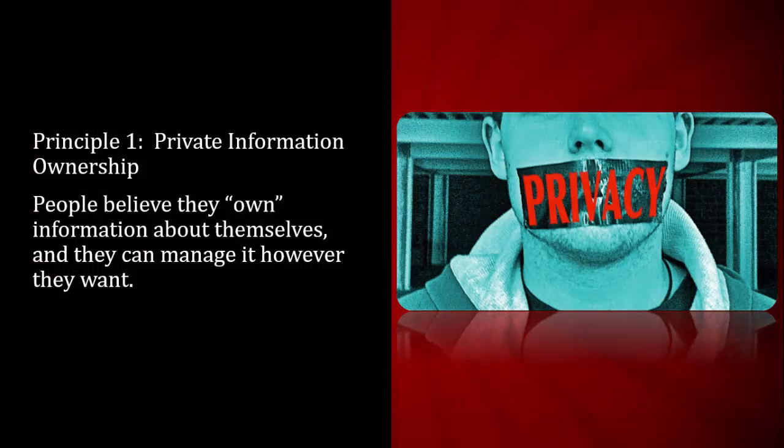Principle 1 is private information ownership. People believe they own information about themselves and they can manage it however they want. Although most people do feel that they own their private information, sometimes that's just their perspective. Though people may claim that they have complete ownership of their private information, that claim can be contradicted. For instance, people who post private information online may believe it's still their private information, but that's not necessarily the case once others have access to it.